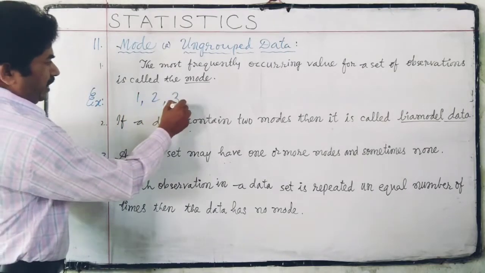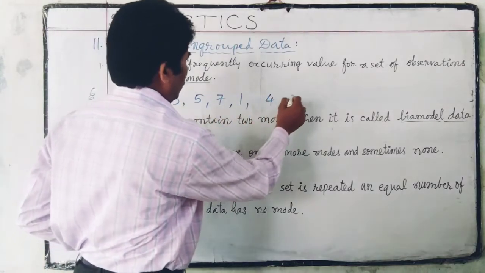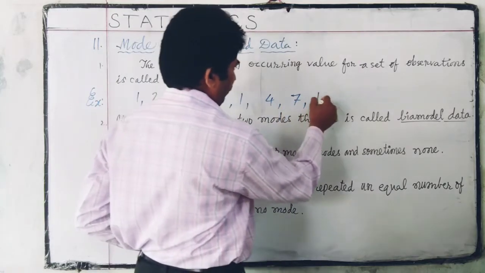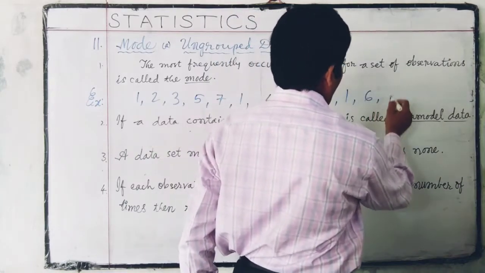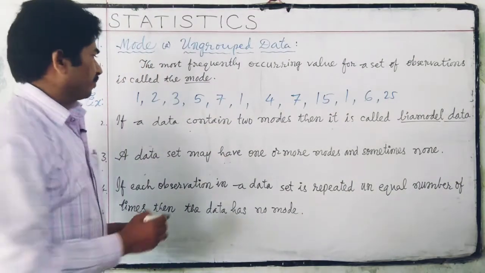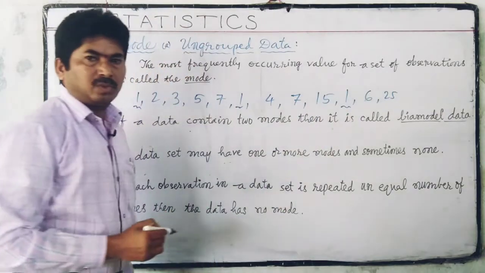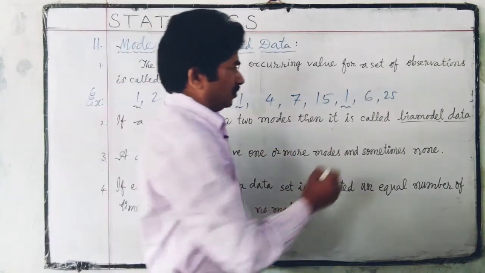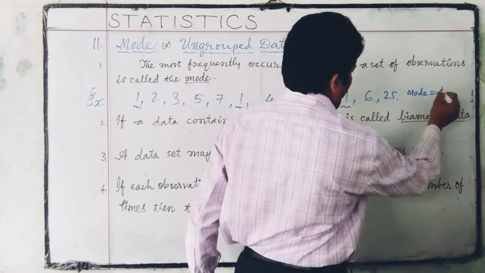1, 2, 3, 5, 7, 1, 4, 7, 15, 1, 6, 25. So in this data, 1 is occurring maximum times, 1, 2, 3 times. So that's why mode of this data is equal to 1.